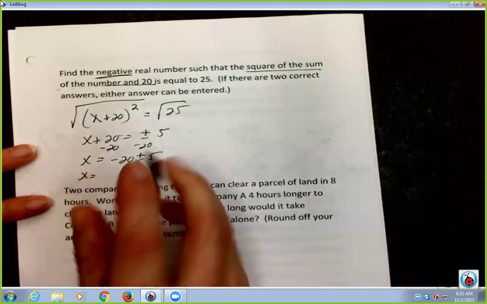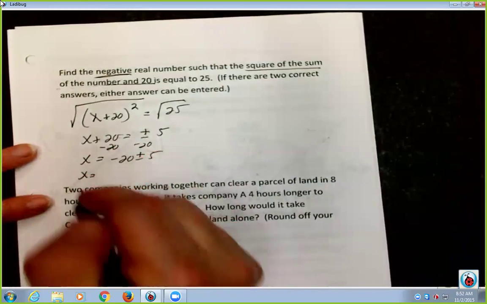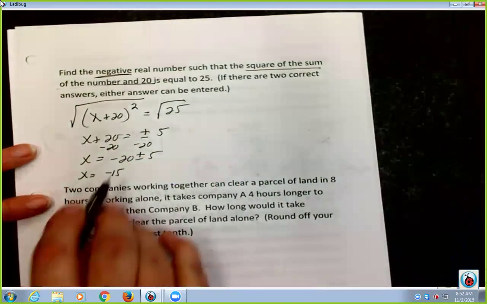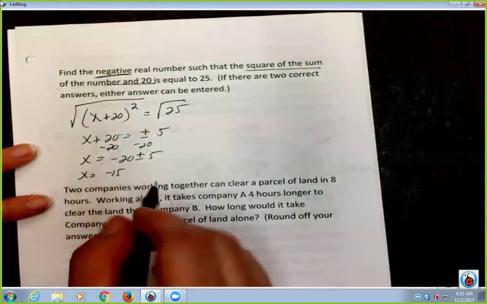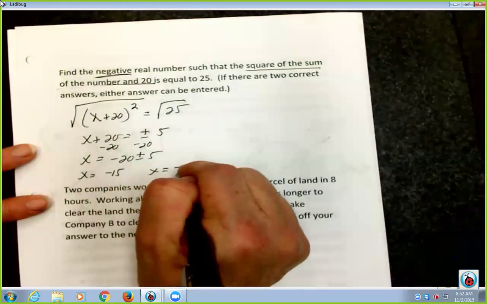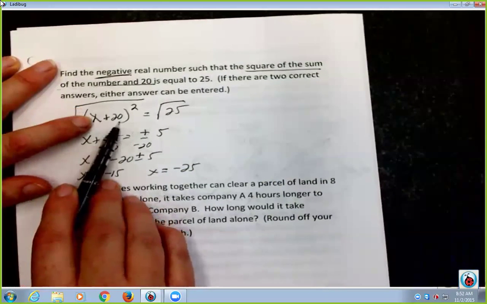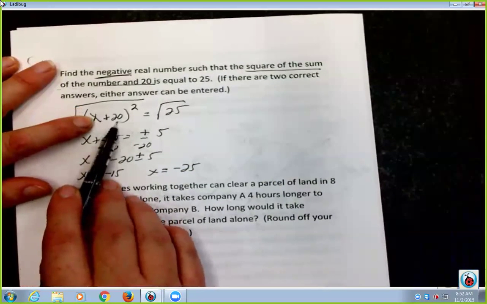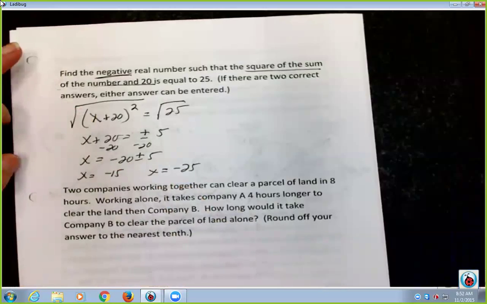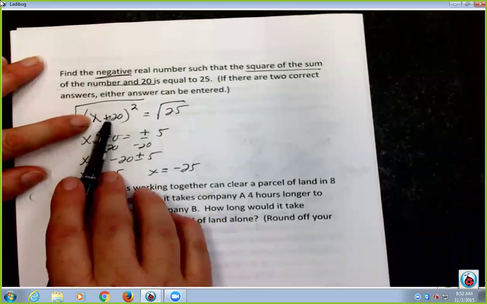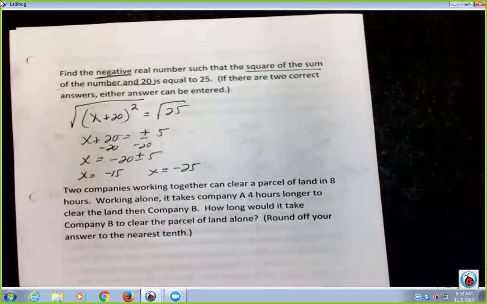So my answer is negative 20 plus 5, or negative 15, or it's negative 20 minus 5, or x is negative 25. Both answers will make that work. So if I put it back in, negative 15 plus 20 is 5. 5 squared is 25. Negative 25 plus 20 is negative 5, and negative 5 squared is also 25. So I know I did my math correctly with that one.